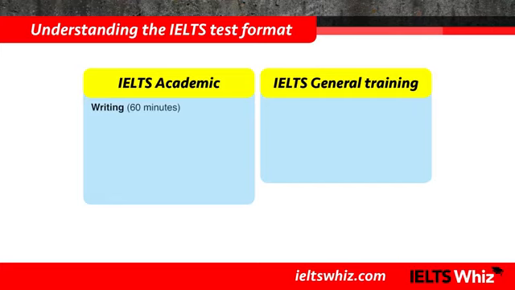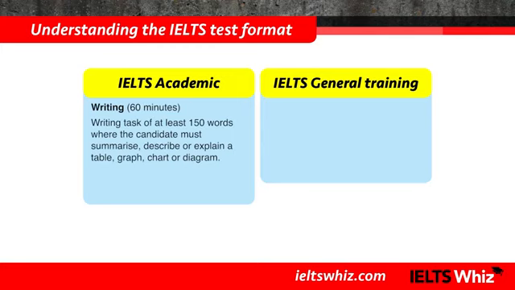The IELTS academic writing test takes 60 minutes, and there are 2 tasks. During task 1, you need to write at least 150 words, and you must summarize, describe, or explain a table, graph, chart, or diagram. Task 2 is a short essay task of at least 250 words, where you will often need to give your opinion on a certain topic.